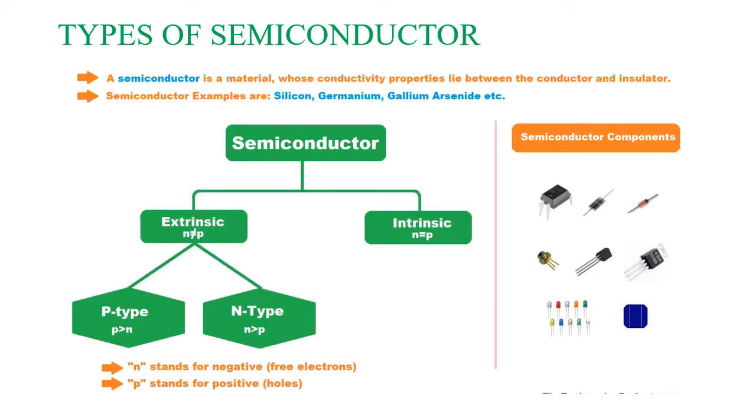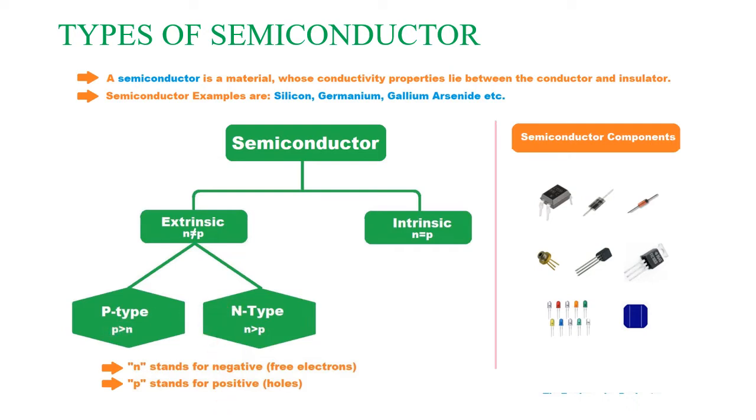Let's see the types of semiconductor. As we know, a semiconductor is a material whose conductivity lies between conductor and insulator. The semiconductors are classified into two: one is intrinsic and another is extrinsic. And the extrinsic semiconductors are further classified into two types, that is p-type semiconductor and n-type semiconductor.